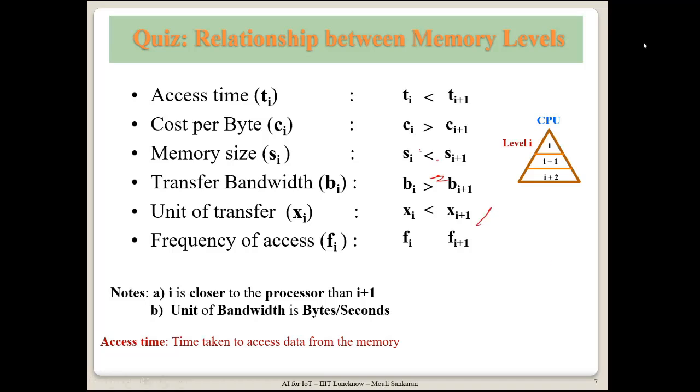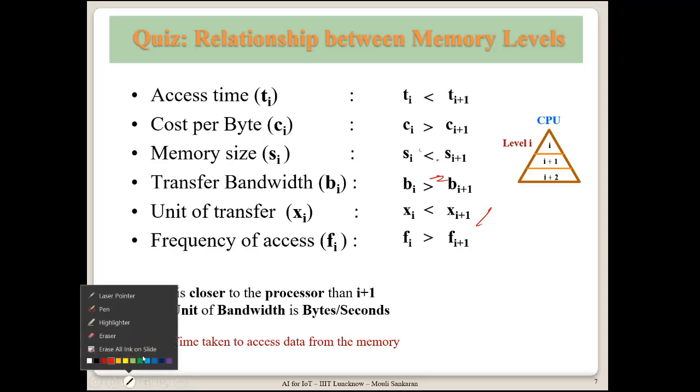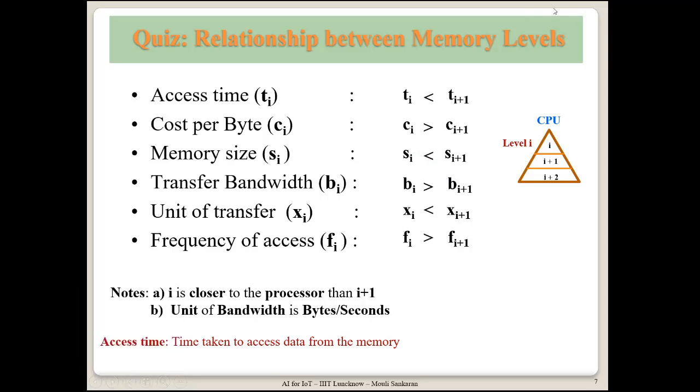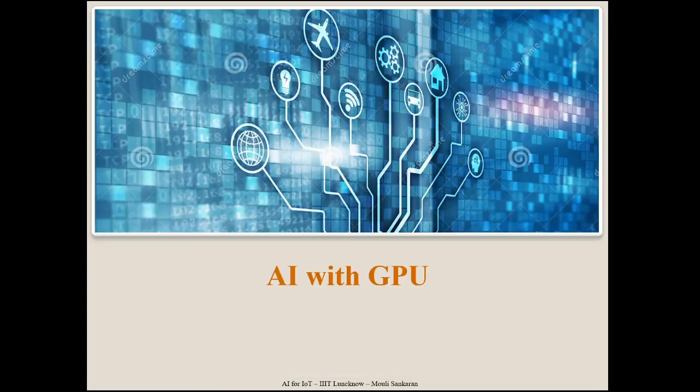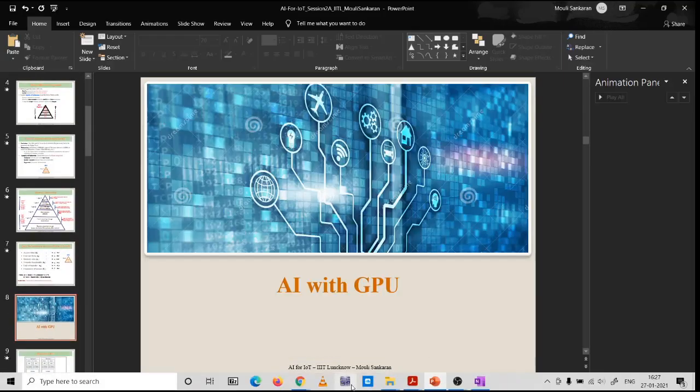Frequency of access. The CPU will access the level closer to it more often than the one away from it. So naturally Fi is more than this. I hope this is clear to you. This is very, very important to understand the memory hierarchy. This comparison will give you a clear idea of why we need it and how we achieve it. So this is the logical conclusion of this topic.